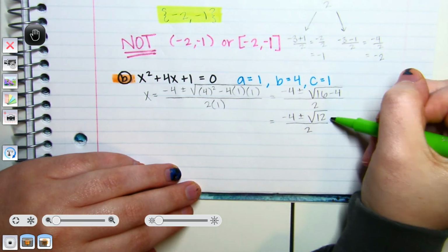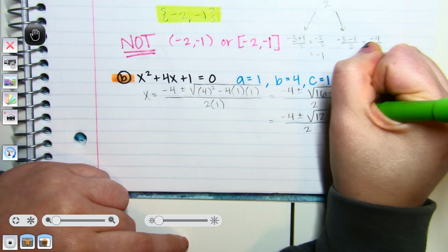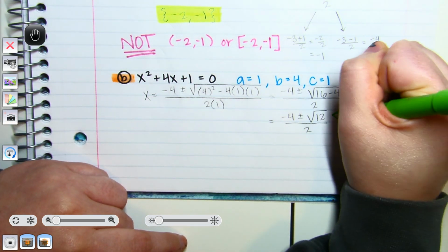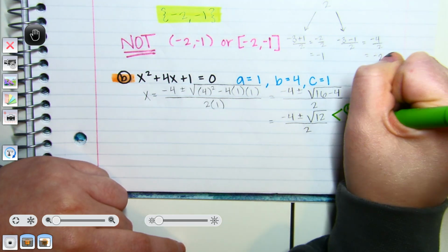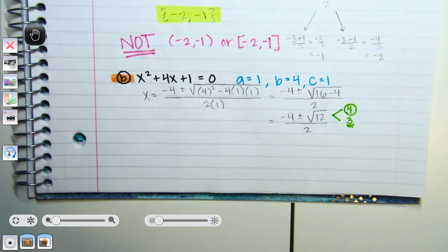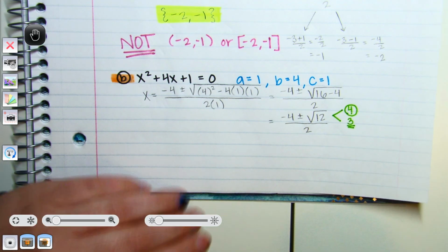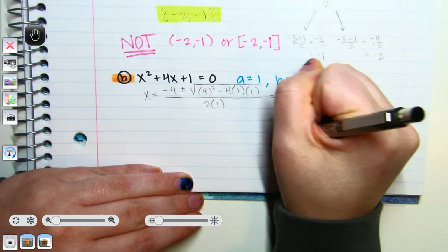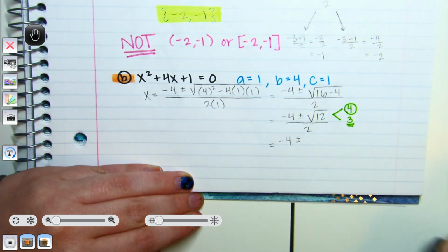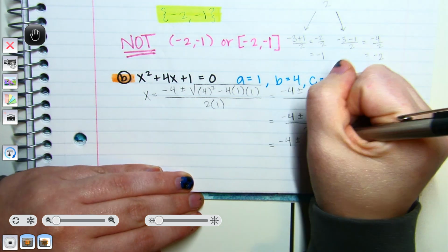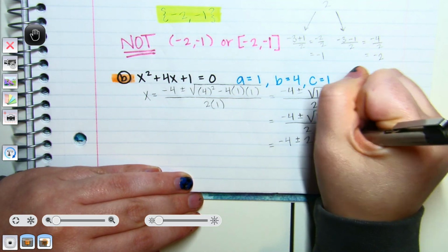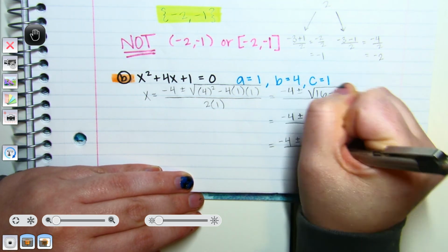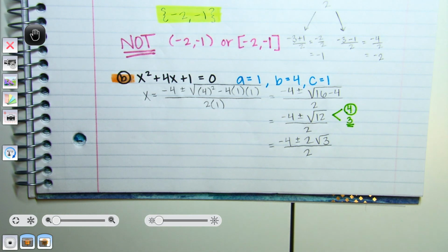So 12 is not a perfect square, but it does break down as 4 times 3, and 4 is a perfect square with the 3 left over unused. So I can write this as -4 plus or minus, bring a 2 out of the radical, because the square root of 4 is 2. The 3 is left over, all over 2.